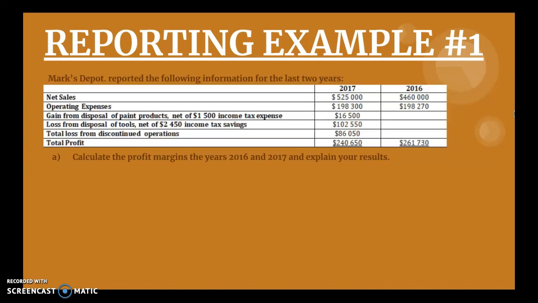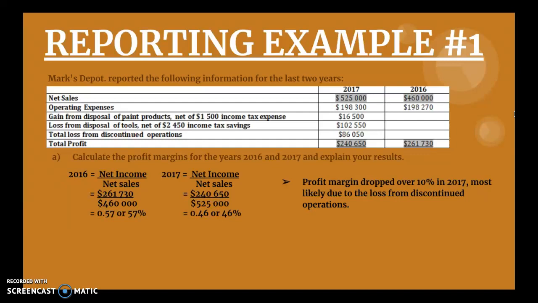And moving on to reporting examples, let's assume that Mark's Depot reported the following information for the last 2 years. Part A asks us to calculate profit margin for both years. If we apply the profit margin formula, then we get a profit margin of 57% for 2016 and 46% for 2017. As you can see, profit margin dropped over 10% in 2017.